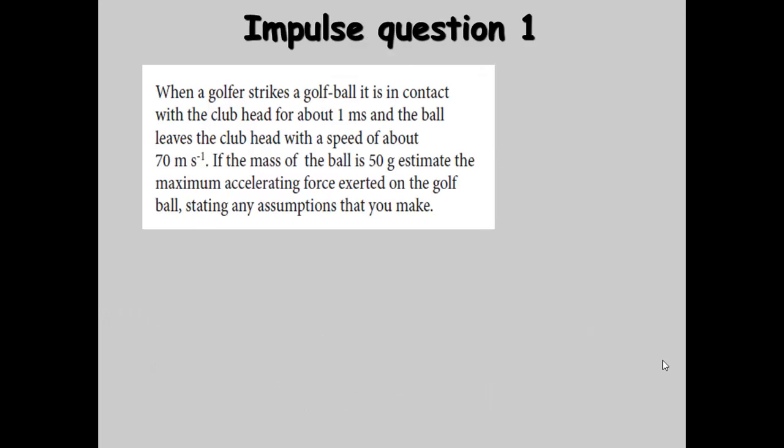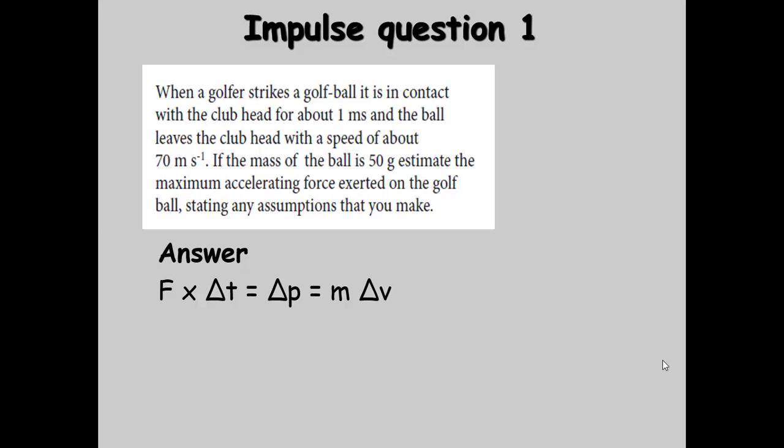When a golfer strikes a ball, it is in contact with the club head for about 1 millisecond, and the ball leaves the club head with a speed of 70 meters per second. If the mass of the ball is 50 grams, estimate the maximum accelerating force exerted on the golf ball, stating any assumptions you made. So that's the problem. We put these things together and we're going to use impulse to help us. If we think about the answer now, so try and calculate that before I go through and explain the steps.